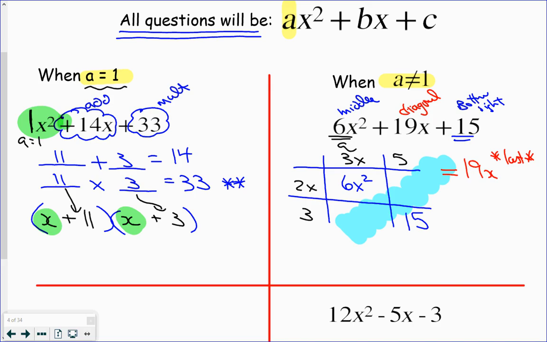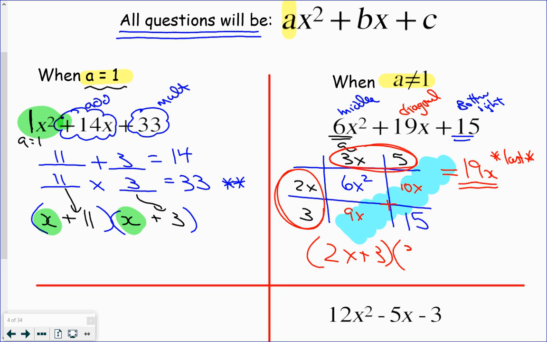So if this works, yay for us. If it doesn't, we're going to have to manipulate our numbers. So now what we do is we see if we can do this middle. So we multiply. 3 times 3 is 9. 2 times 5 is 10. Does 9 plus 10 give me 19? Yes, it does. So we did it right. So you must write the brackets. So 2x plus 3 and 3x plus 5.